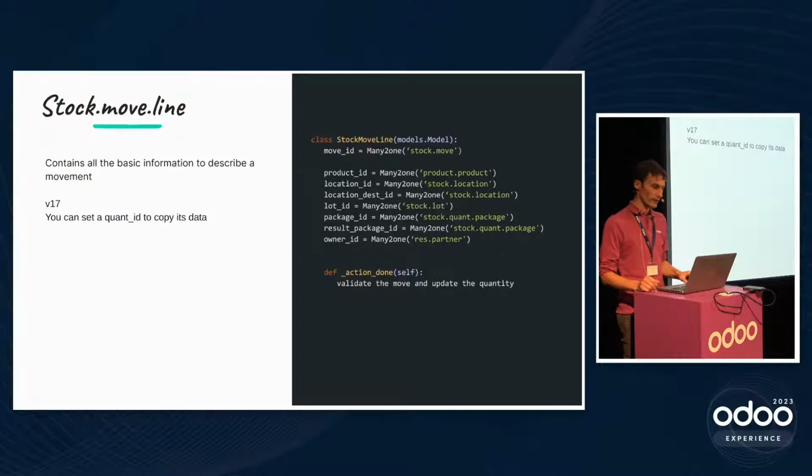And the last important field is the owner ID. If you manage stock that does not belong to you, if you have enabled the consignment feature, this is where you can specify the partners that own the goods that you are moving.